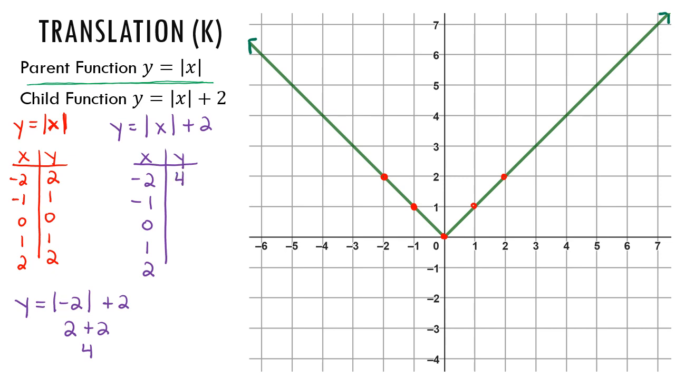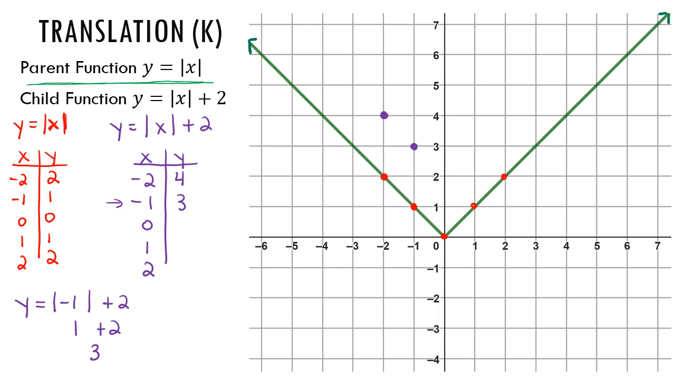And that's how I find the y value. So if I plot that point, -2, +4, that's one of the points. I'm going to do the same thing, but now I'm going to use the next number in my table, -1. The absolute value of -1 is 1, but I add 2 to it, and so the y value for that is 3. And I'm going to plot it on the graph.